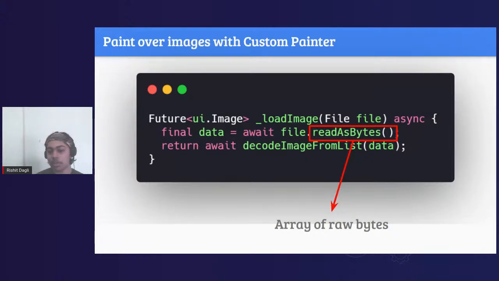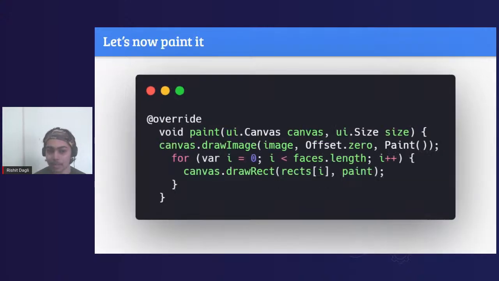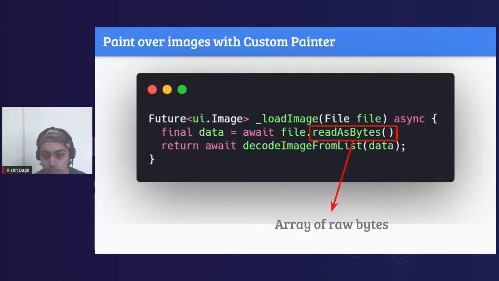Let's see how we would process the image in a format that the custom painter canvas can understand. So I'm loading my image, and I'm loading it as an array of raw bytes. What I can do then is decode my image from this array of raw bytes so that my custom painter canvas can easily use this image.